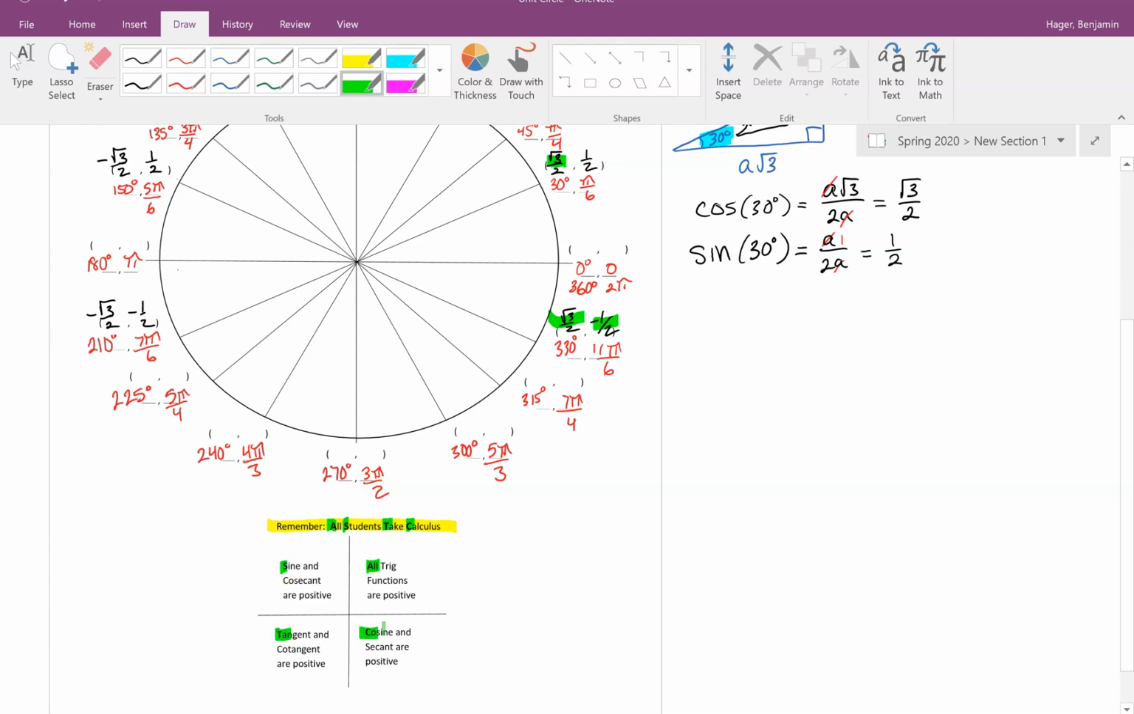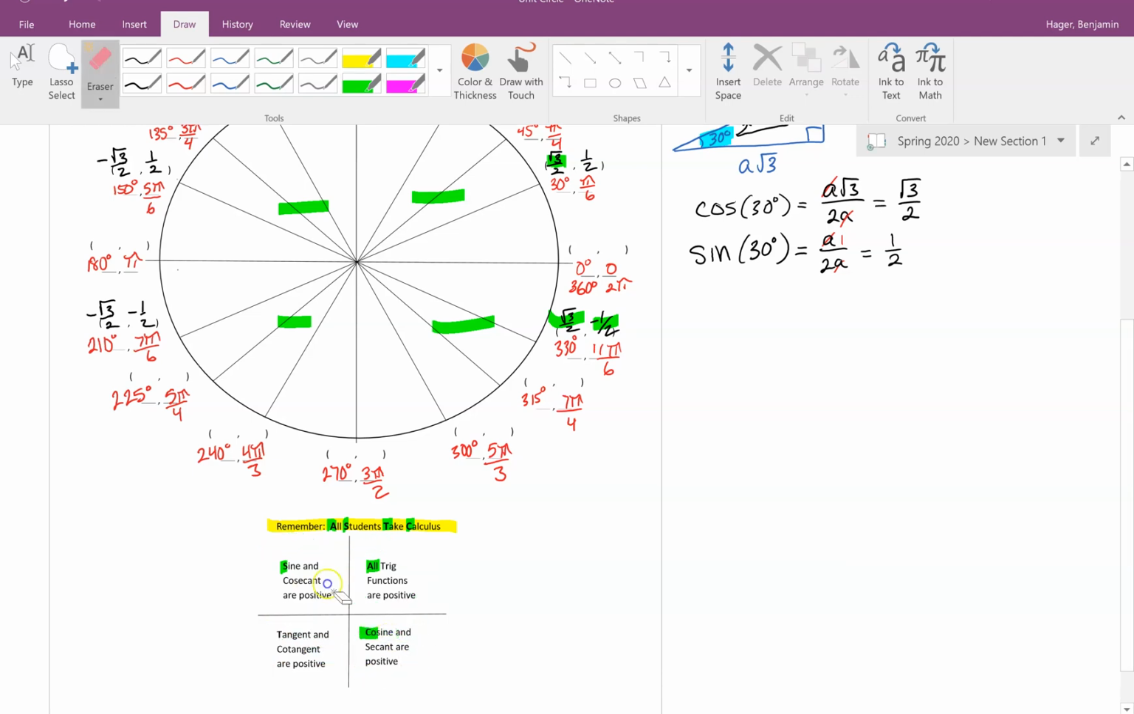What this tells me is this is a clever way to remember that of your 4 quadrants, it tells you which trig function is positive there. So in quadrant 1, all trig functions are positive. In quadrant 2, only sine is positive, and therefore so is cosecant, because it's just the reciprocal. In quadrant 3, tangent is positive, and in quadrant 4, cosine is positive.